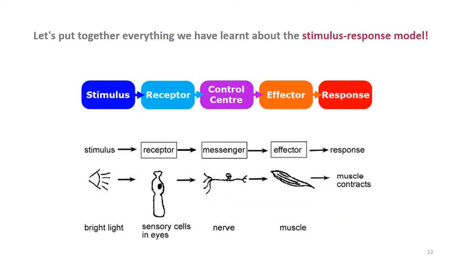Let's put together everything we have learnt about the stimulus response model. You can see the 5-step model, and underneath it is an example. For example, if there's a bright light, which is a stimulus, the sensory cells in the eyes are the receptor that detects it. They send a message through the nerves to the brain, which sends a message to the muscle, which is an effector, and the response is the muscle contracts and the pupils of the eyes contract, so it does not hurt the eye.